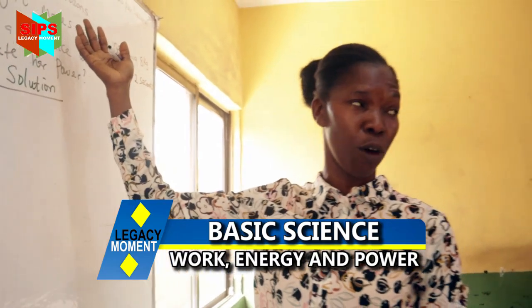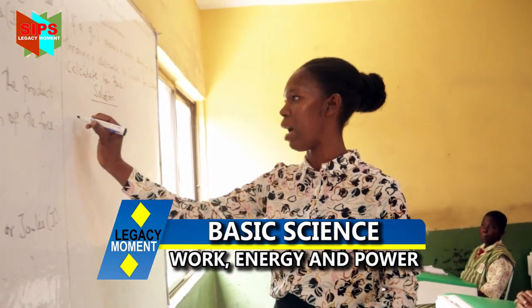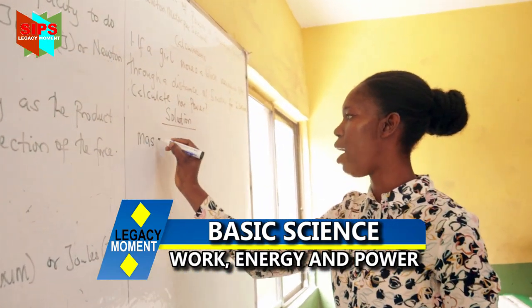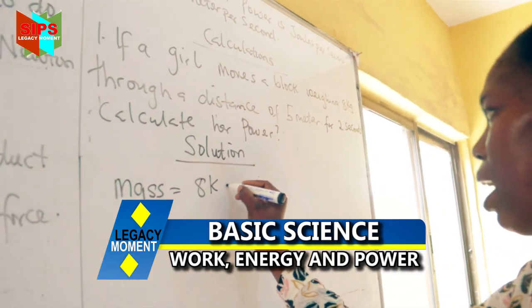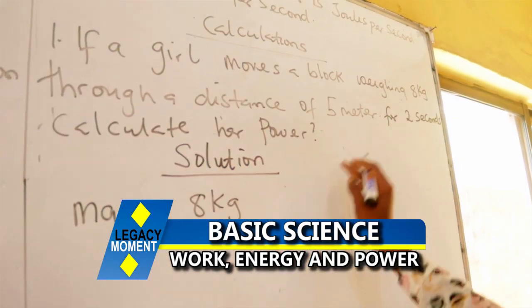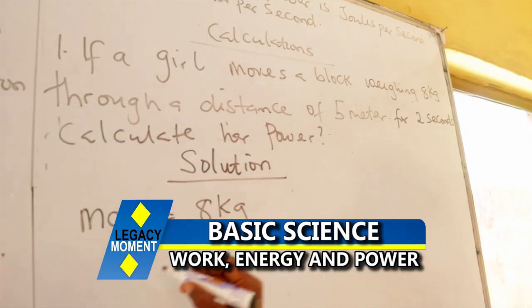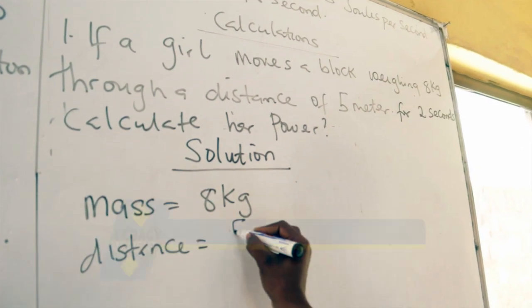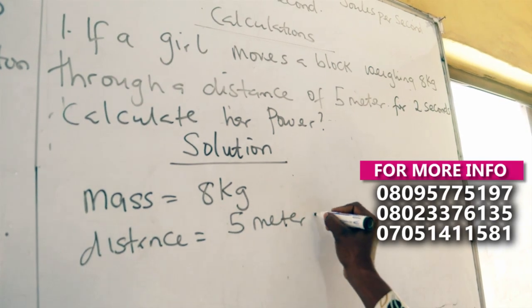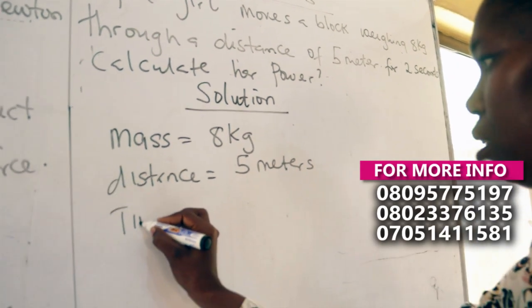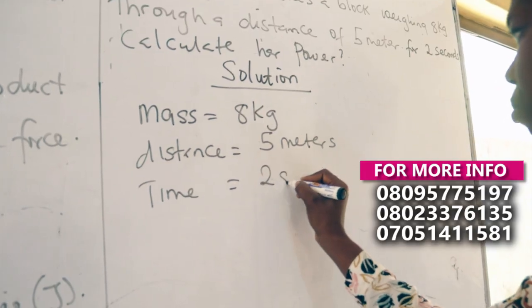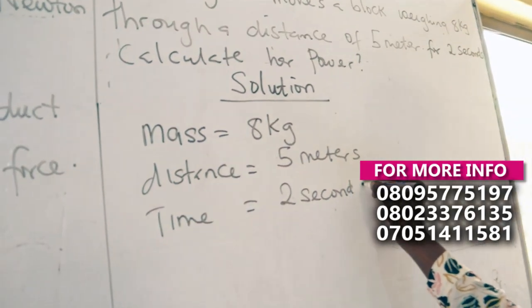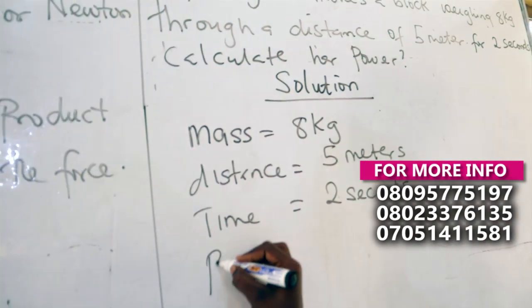Now, firstly, we'll write out the quantities that we are given from the question. Number one, they gave us mass. The block weighs 8 kg. That makes mass 8 kg. And they said she moved the block through a distance of 5 meters. The time given is 2 seconds. And we are asked to find power.